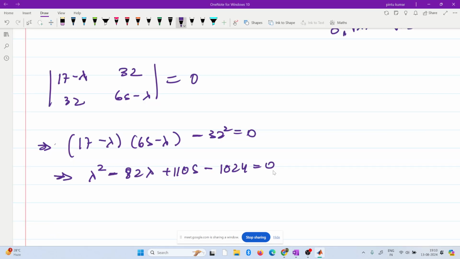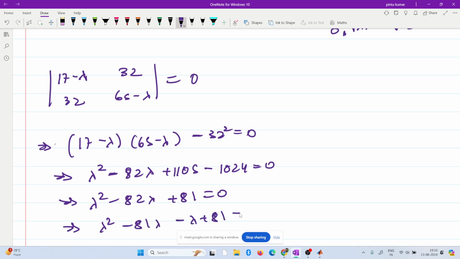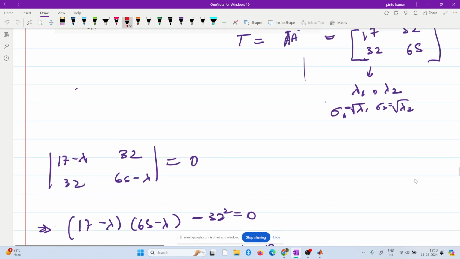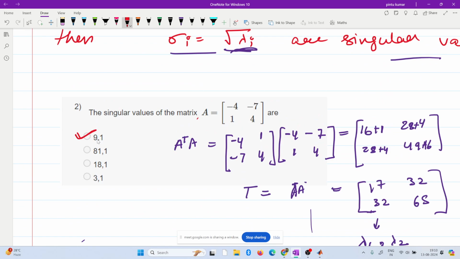Now, this implies lambda squared minus 82 lambda plus 81 is equal to 0. This implies lambda squared minus 81 lambda minus lambda plus 81 is 0. This would give you lambda equal to 1 and lambda equal to 81. You can just solve this and you will get this answer, that I'm sure. Okay, so you have now got the lambdas. So the singular values will be the square root of 1 and the square root of 81. So this is 1 and 9. So the singular values for this matrix are the first option, that is 9 and 1.